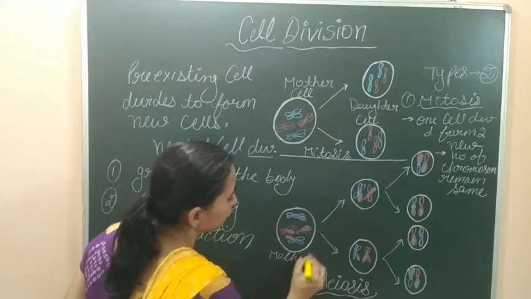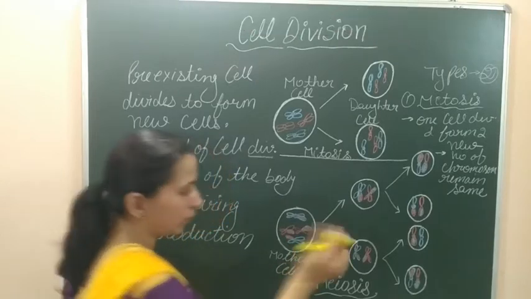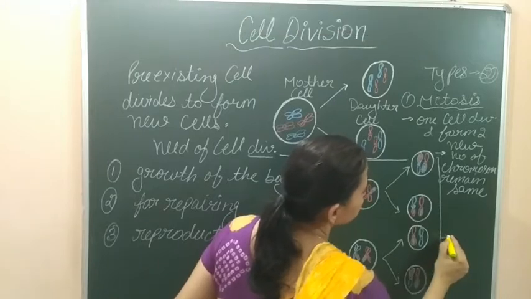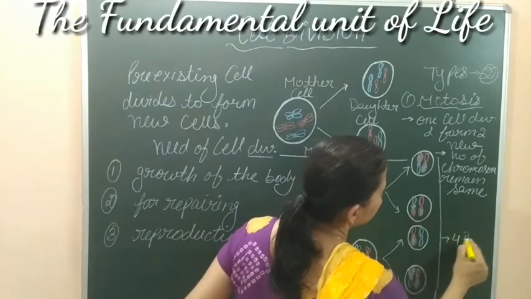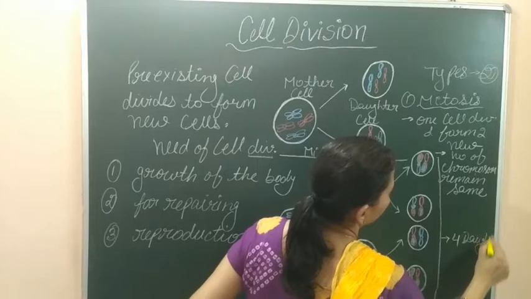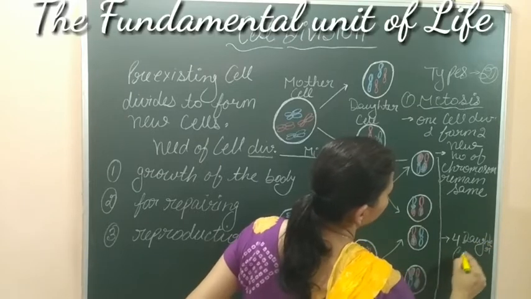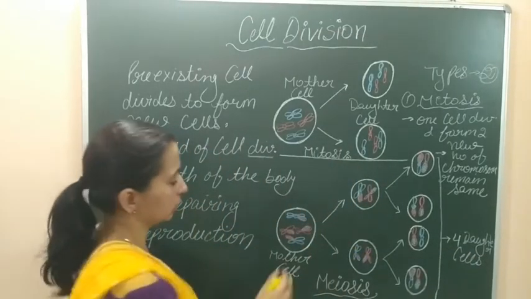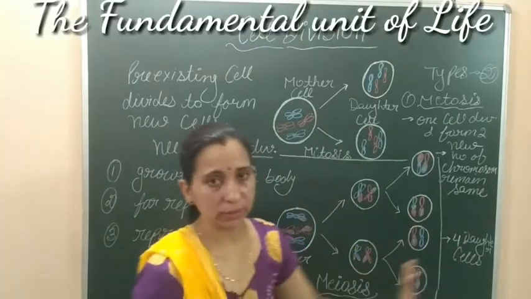So this is the mother cell. ये mother cell है, and this mother cell will divide, and by the division of meiosis, these 4 daughter cells will form. These 4 are the daughter cells. These 4 daughter cells will form from this single mother cell. एक mother cell से division के बाद 4 daughter cell बनती है.